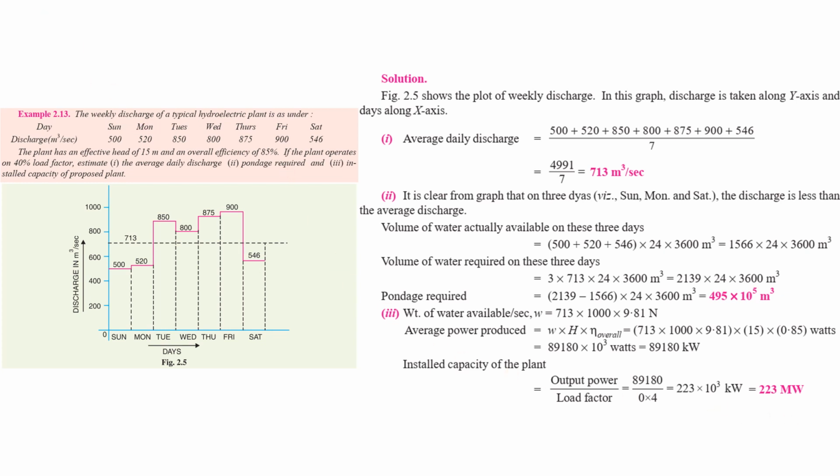So this was all about examples related to application of knowledge about hydroelectric power stations. In these examples we have seen how to create pondage to ensure average discharge is available from a hydroelectric power station, to create a constant uniform power throughout a given time period. So let's move on.